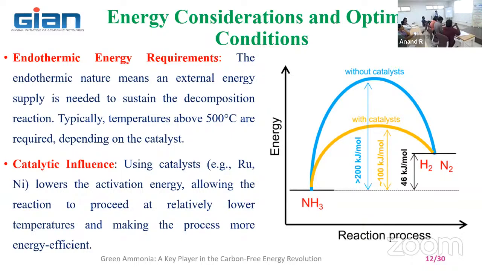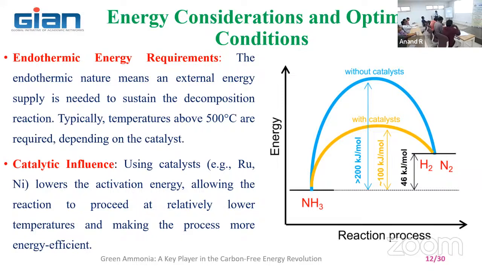So for the endothermic energy requirement, an endothermic reaction means an external energy supply is needed to sustain the decomposition reaction. Typically, the temperature of decomposition is above 500 degrees centigrade, depending on the catalyst. If you are not using the catalyst, it may go up to 700 to 800 degrees. By using the catalyst, the temperature needed for breaking down is going to come down. So select the right catalyst so that the endothermic breakdown of the ammonia happens at the minimum temperature.